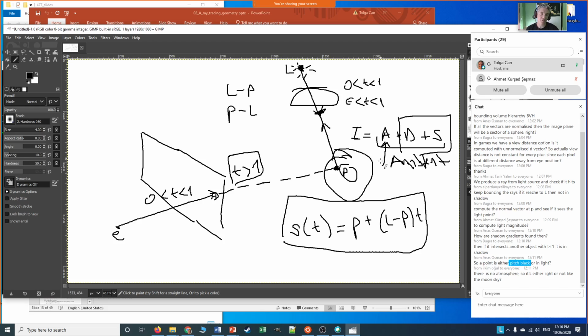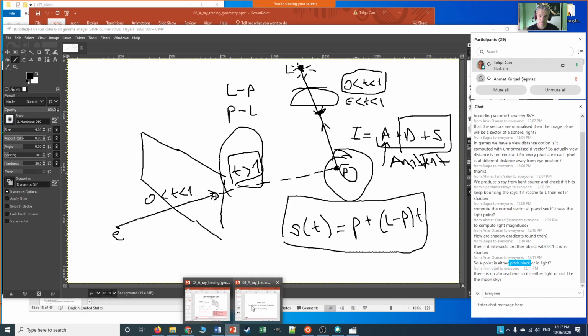The purpose of this question was for you to understand this parameter t is really important. Sometimes we may want it to be between 0 and 1 to figure out whether there's a shadow or not. But in order to determine whether our pixel ray sees an object or not, we want t greater than 1. All right, I hope it's clear. But yeah, those are all very nice questions and answers.